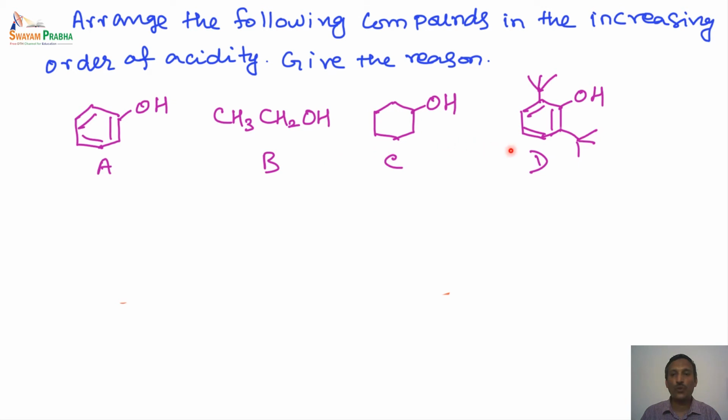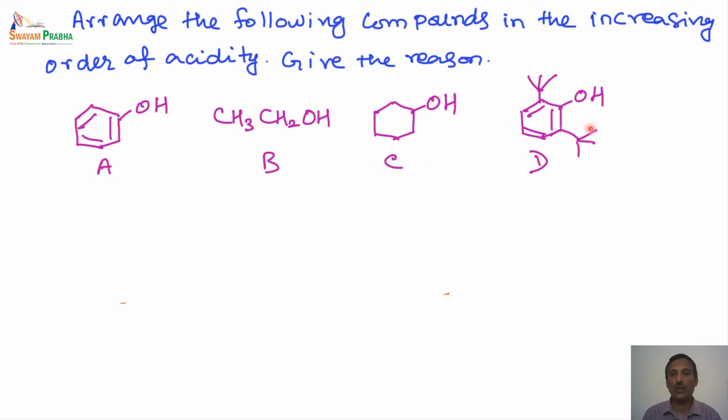We have four compounds here. We need to identify the compounds in the increasing order of acidity and we have to reason out why we are putting that. We have a phenol, we have an ethanol, we have cyclohexanol, we have di-tertiary butyl phenol. So we have four different compounds.